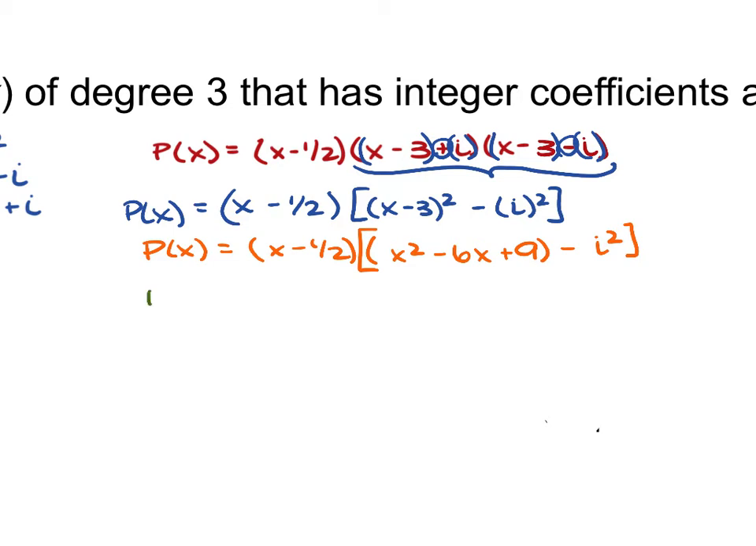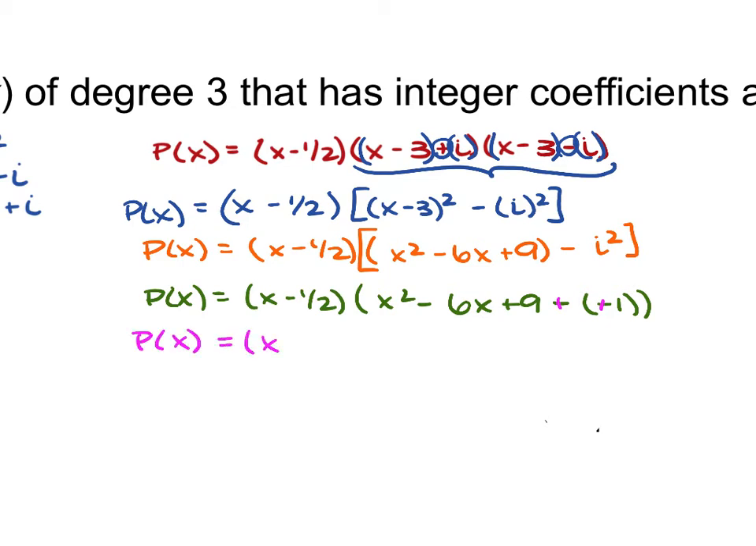So this is the same exact thing as saying p of x is equal to x minus 1/2 times x squared minus 6x plus 9 minus a -1. The two negatives next to each other turn into positives, so we'll add that 1 with the 9, and we'll have p of x is equal to x minus 1/2 times x squared minus 6x plus 10. From here, we're just going to multiply. So x times x squared is x cubed. x times -6x is -6x squared. x times 10 is 10x.